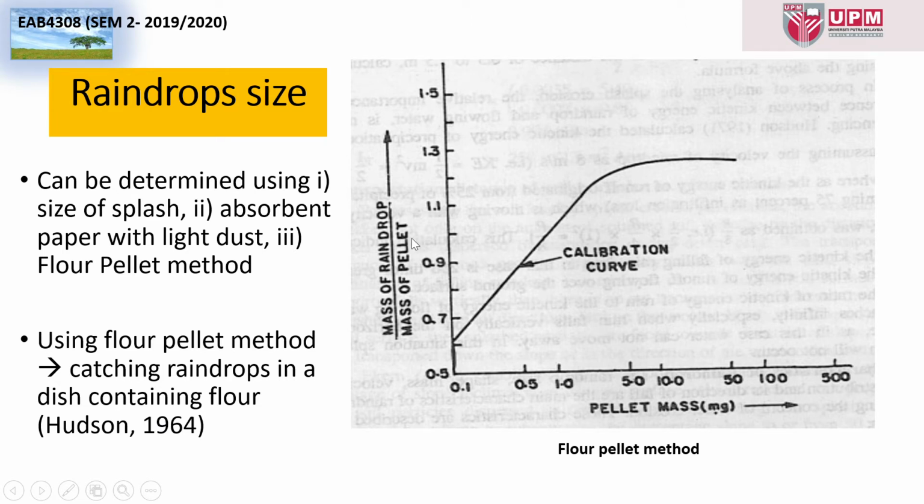This is a graph which was generated from this experiment, the flour pellet method. This is the pellet mass, and this is the mass of the raindrop, and this is a calibration curve. This is only for your information. Don't worry because we are not going to do this experiment in this course, but it's good if you know about this.